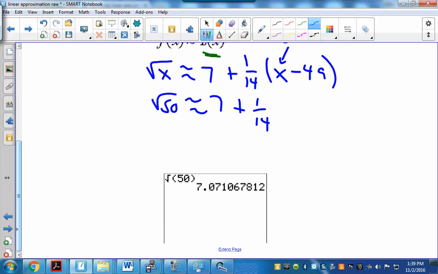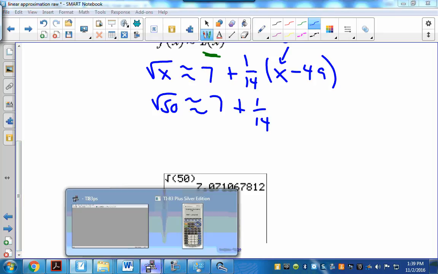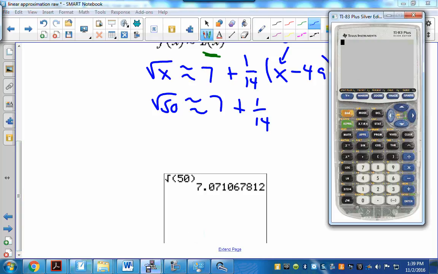If you do that on the calculator, here's my magic calculator. Square root of 50 is 7.071. Now, it's obviously irrational. It's going to go on forever. That's as best as my calculator can give me. That approximation's right here. What is 7 plus 1/14? Well, 7 plus 1 divided by 14 is that much, 7.0714. So we're off, right? Our approximation's a little bit too big. The more accurate value is down here.